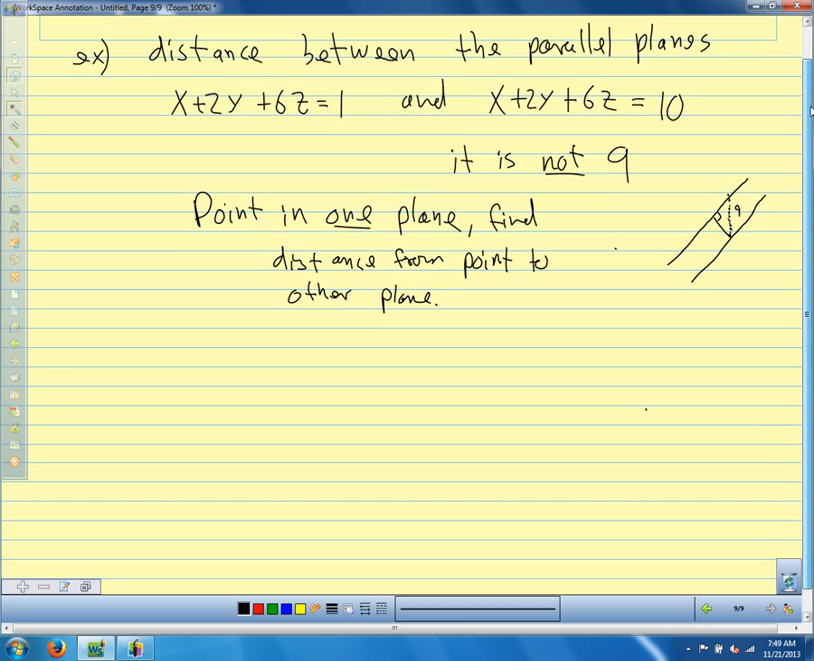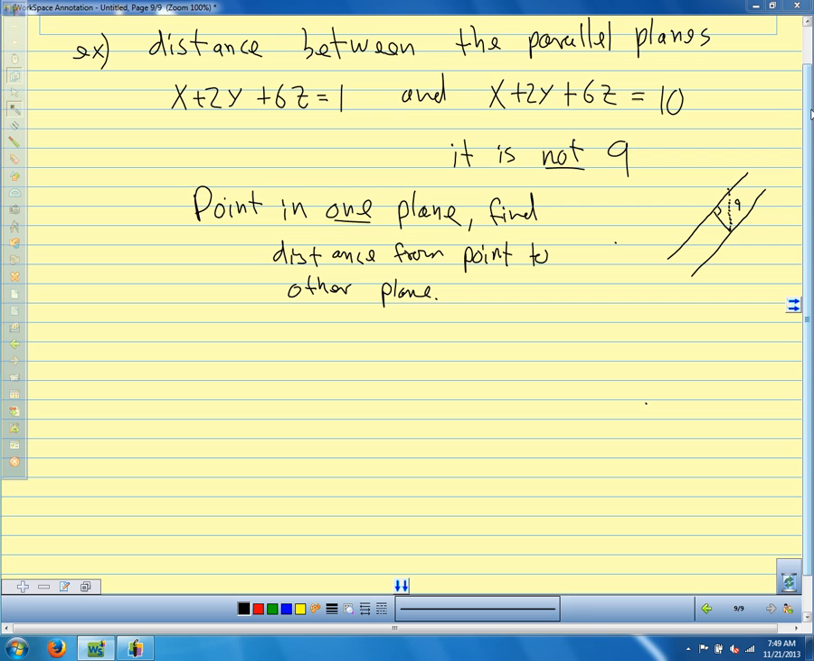We change it from a problem about 2 planes to a problem about a point in a plane. And we can find our normal vector. Since they're parallel, they share a normal vector, so we can find our normal vector easily. And then we can use our formula for the distance from a point to a plane.